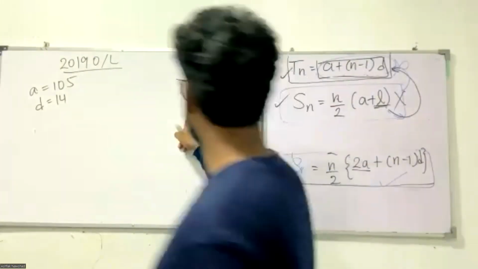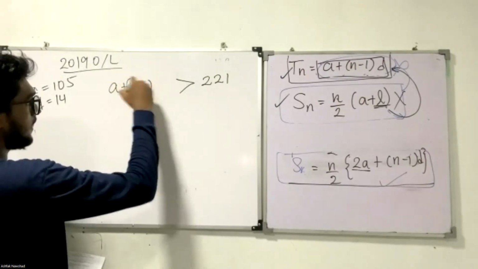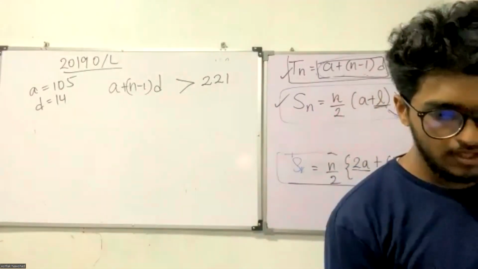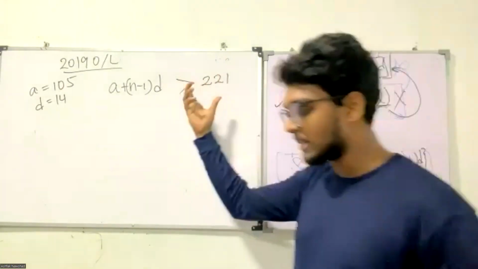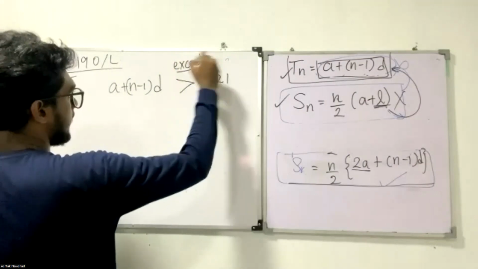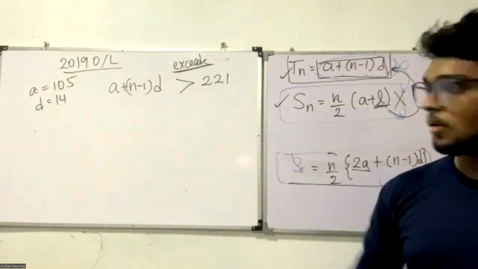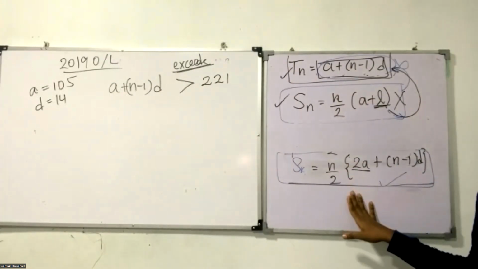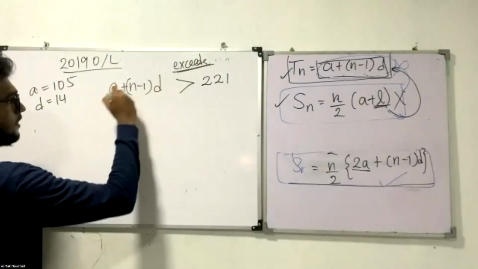It's not equal, it's greater than. Right? So the Tn formula, a plus n minus 1 d, must be greater than 221. Clear? Why is it not equal? Because in the question they are mentioning the word exceeds. That's the key word: exceeds, not equals. So we can't use the second and third formulas. The first formula, we know a and we know d.